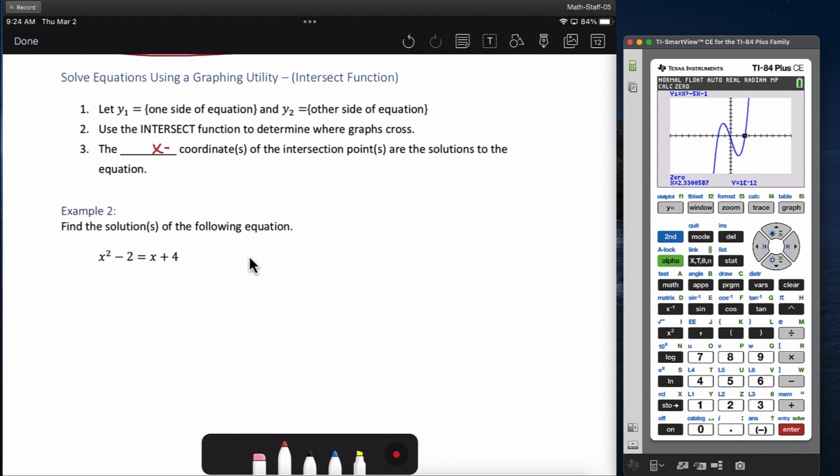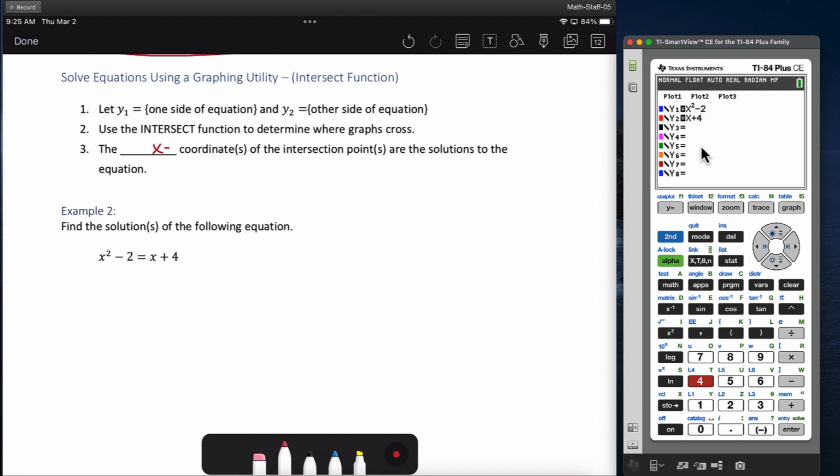So in example 2, notice we have information on the left and the right side of the equal sign. If we wanted to, we could set one side equal to 0. We could subtract x and subtract 4 on both sides and have the right side be 0 and use the previous technique, or we could use this new intersect function method since we have expressions on both sides of the equal sign. So to do this, we'll go to y equals, clear anything that's already there, and in y1 I'm going to type in my left side of the equation, and then in y2 I'll type in the right side.